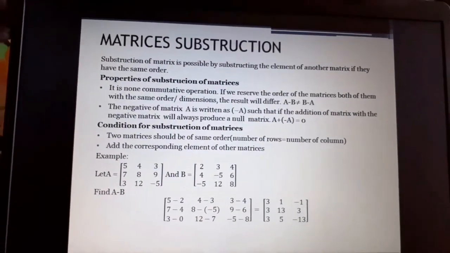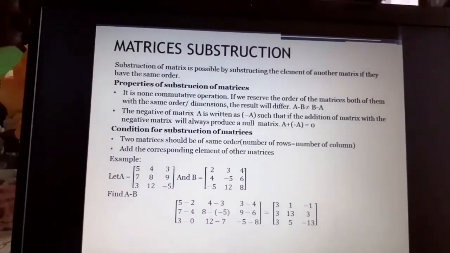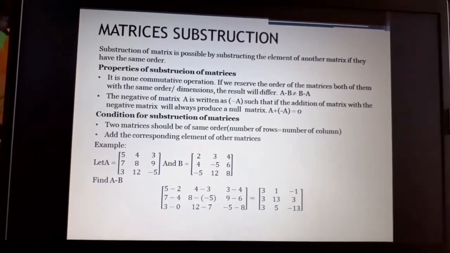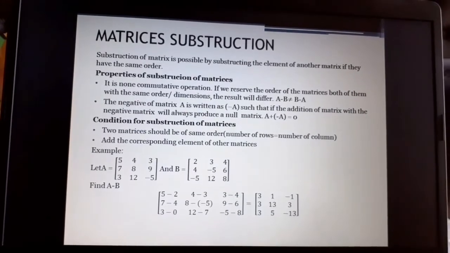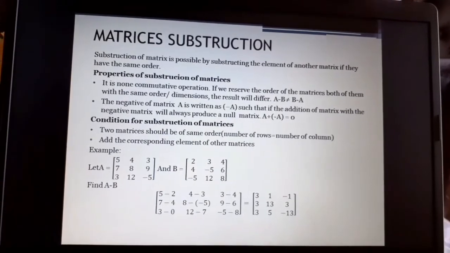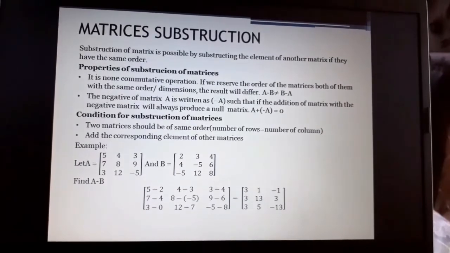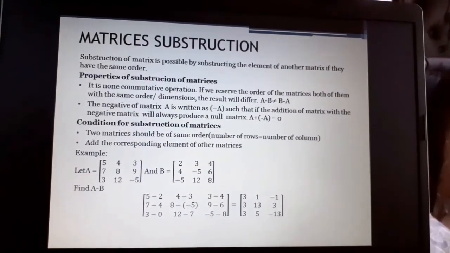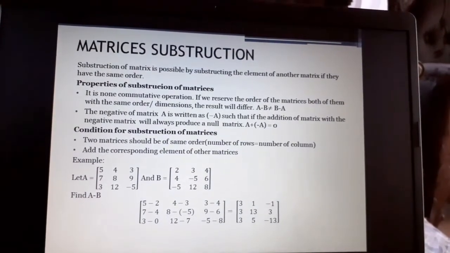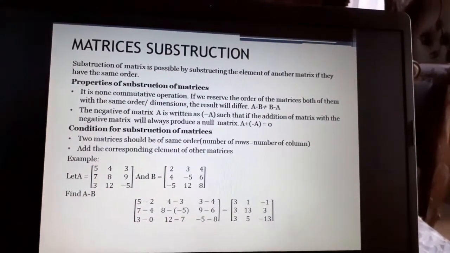3 minus 4 is equal to negative 1. 7 minus 4 is equal to 3. 8 minus negative 5 is equal to 13. 9 minus 6 is equal to 3. 3 minus 0 is equal to 3. 12 minus 7 is equal to 5. Negative 5 minus 8 is equal to negative 13.